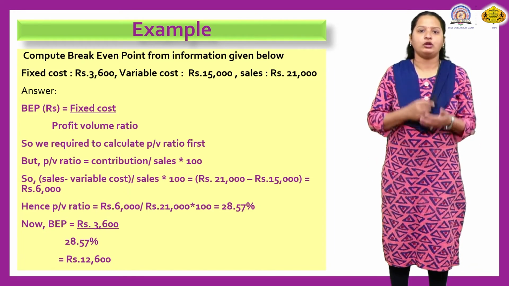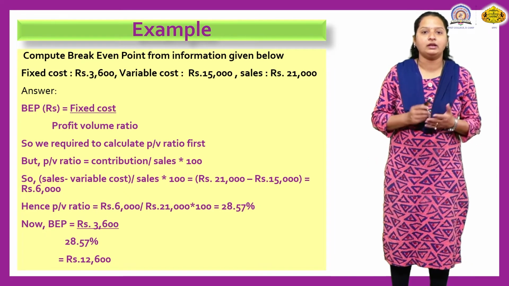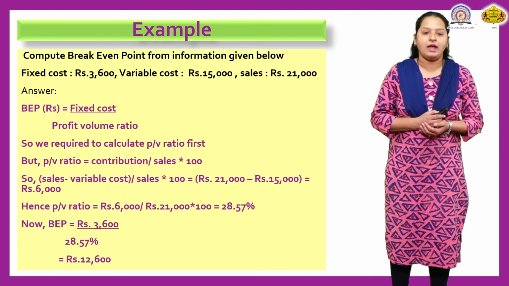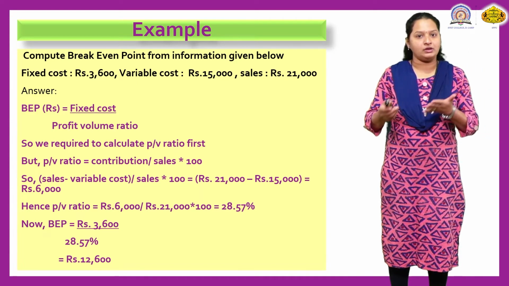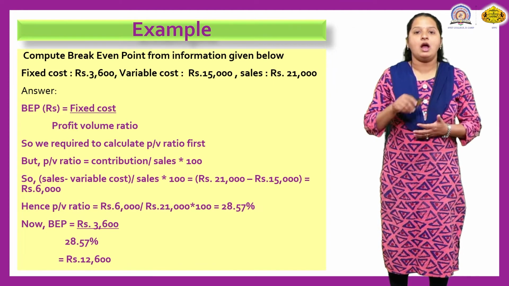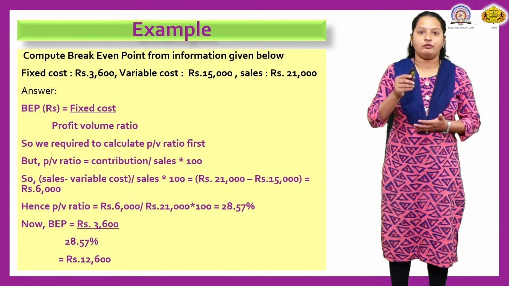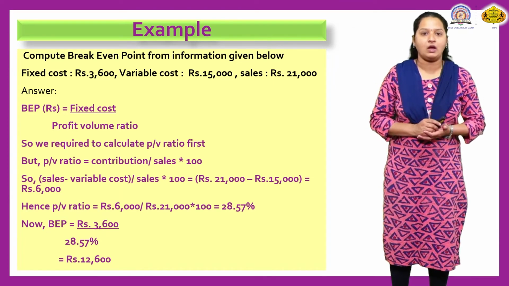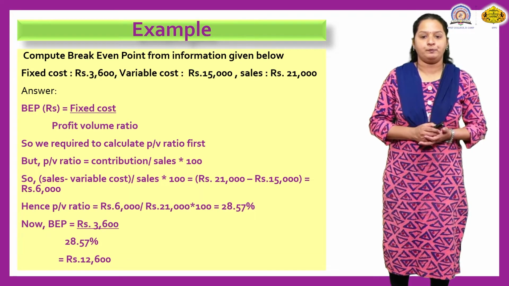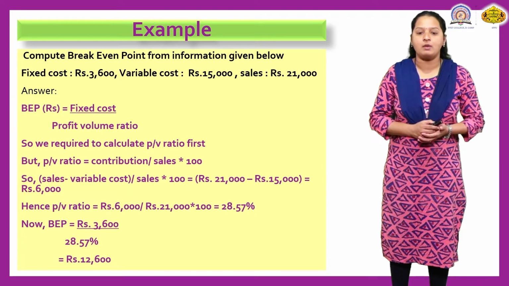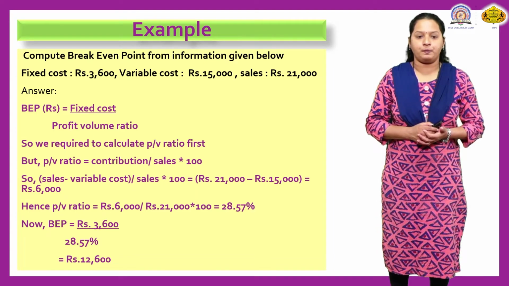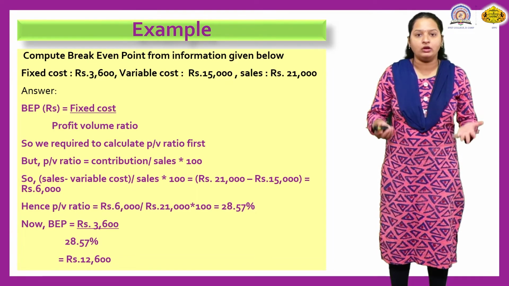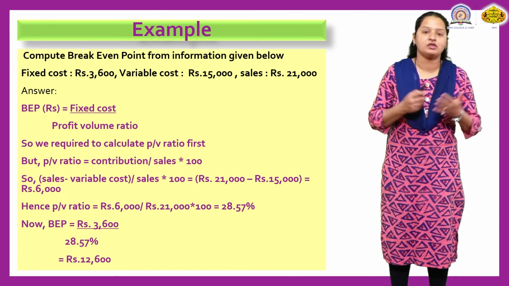Now, we will put this contribution in for calculating the PV ratio. Hence, PV ratio is equal to the contribution we have just calculated, that is rupees 6,000, upon sales, which we already have, rupees 21,000, into 100. So, our PV ratio comes as 28.57%.